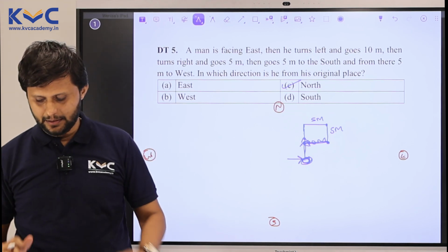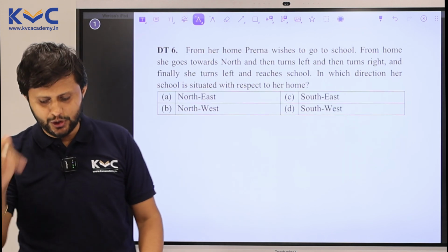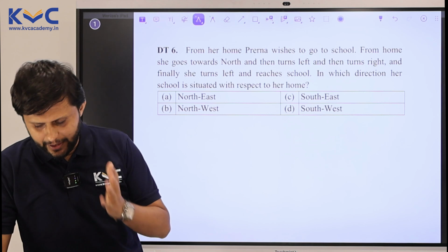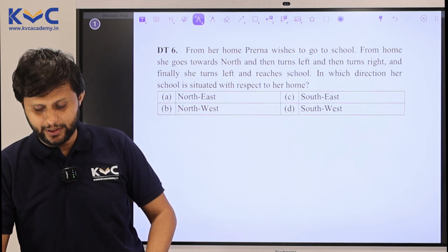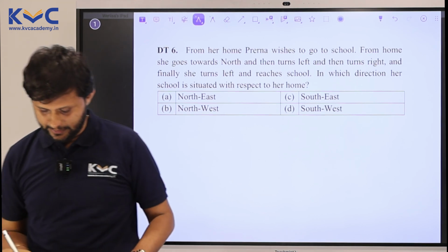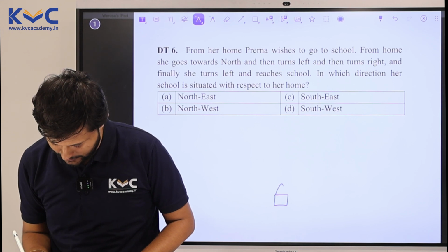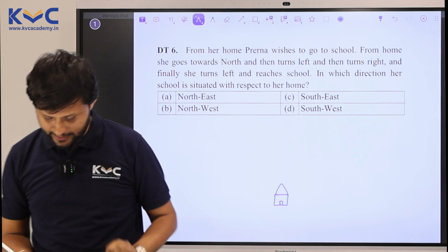Hope it's getting better for you. No confusion, I believe. We'll move to the next question. Question number 6. Prerna wants to go to school. Good girl. From home, she goes towards north. Okay, so there is a house over here. I hope this looks like a house. This is how I was taught to draw a house when I was small. Okay, so house is there.